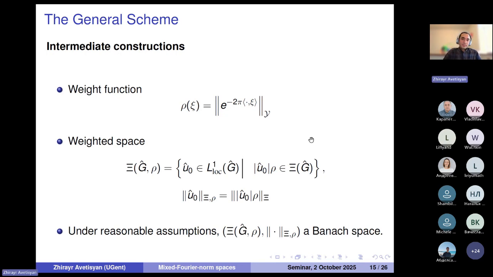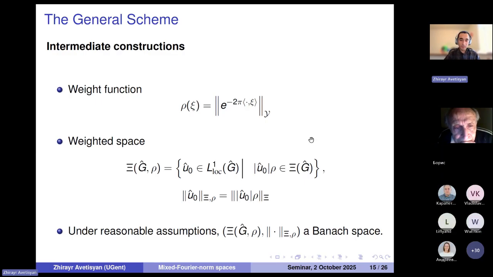And then there are some technical assumptions needed to make sure this function is measurable and so forth. But bear with me, this is only a presentation. The details are all presented in the paper if you are interested. So then with this weight, assuming it's measurable, we construct the weighted space psi.